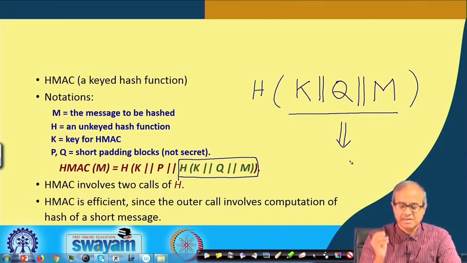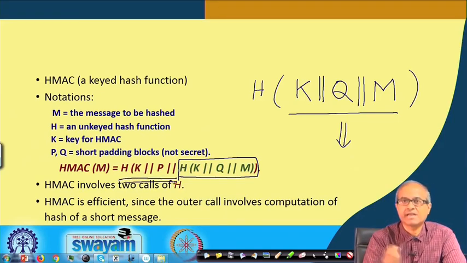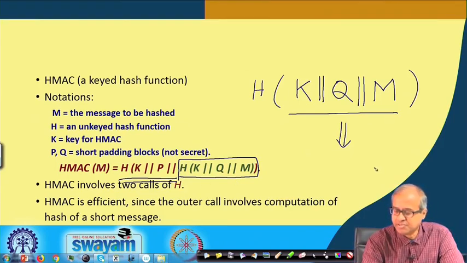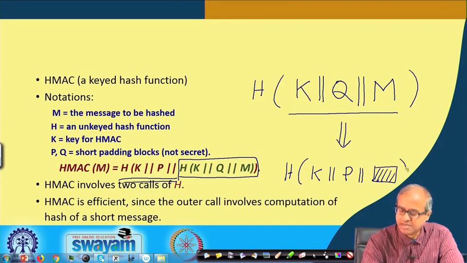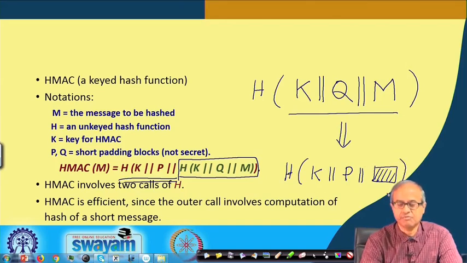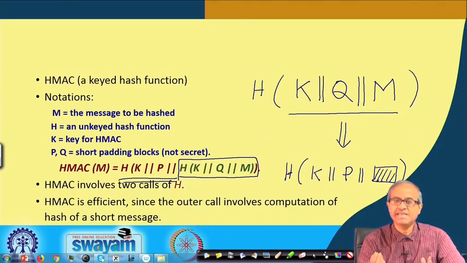Okay. This is not the end of the story. You apply another cycle of hash. In the next cycle, you take this hash value as your last part. This is the computed hash value. Then you have another short padding block P. Then that same key K, you concatenate again, put them together and apply hash on this whole thing. This will be your second round of hash calculation. This is how this HMAC works.